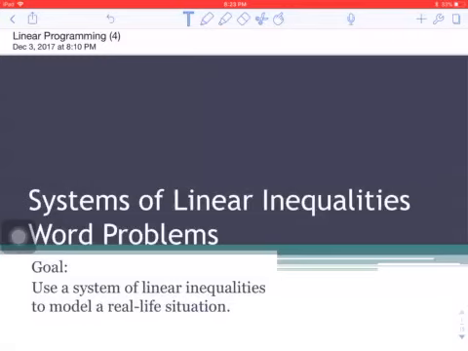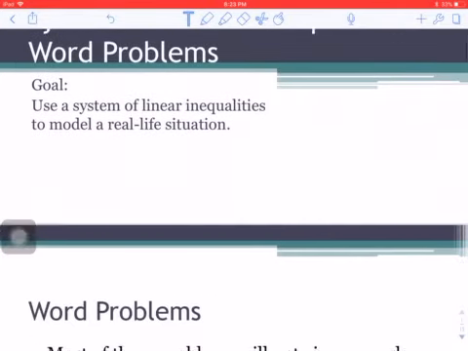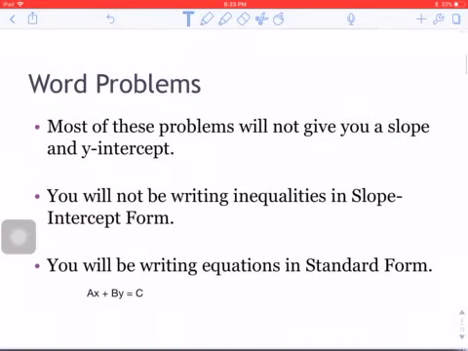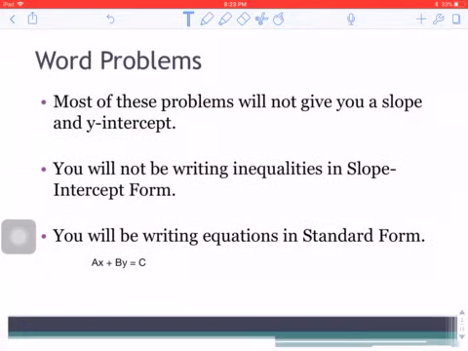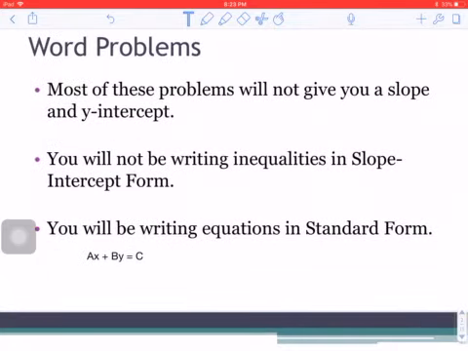Hi folks, in this lesson we'll be investigating systems of linear inequalities with word problems. Our goal is to use a system of linear inequalities to model a real-life situation. Now, we've been practicing graphing systems of inequalities, but with word problems, it's important to know that most of these problems will not give you a slope and a y-intercept.